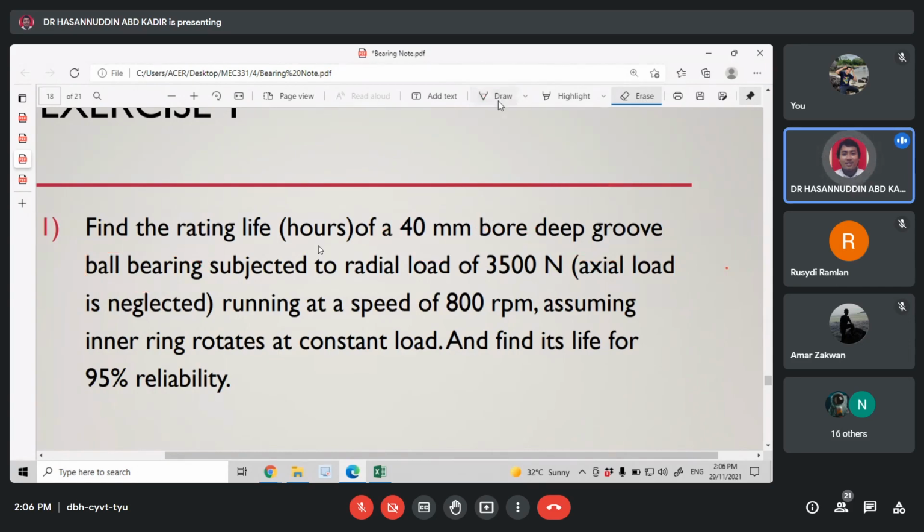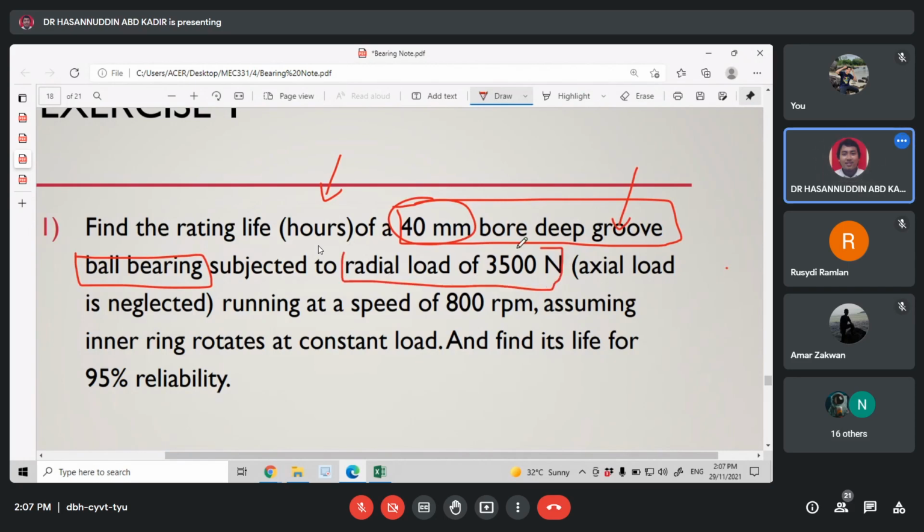So you need to highlight this. You need to find the value of the rating life in terms of hours. They give the value here: 40 mm, deep groove, ball bearing. So focus on the table for the ball bearing, then the section on deep groove, and go for the 40 mm. They give the value of the FR here, 3,500, and they say the FA is equal to 0, because this one is neglected.